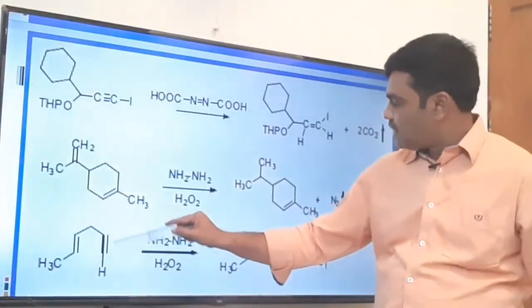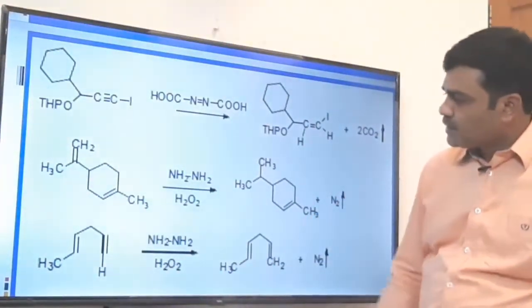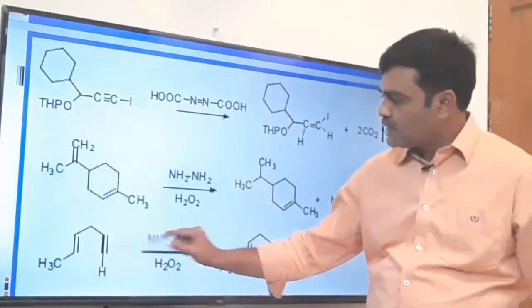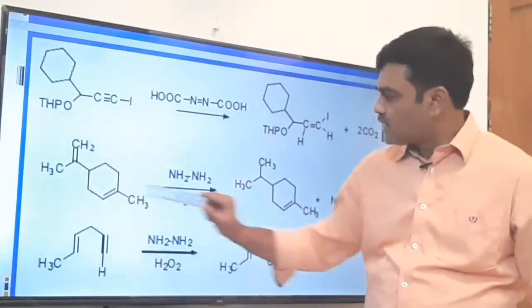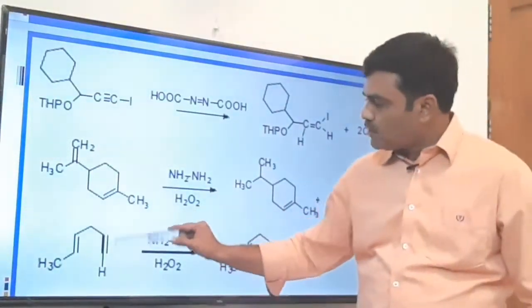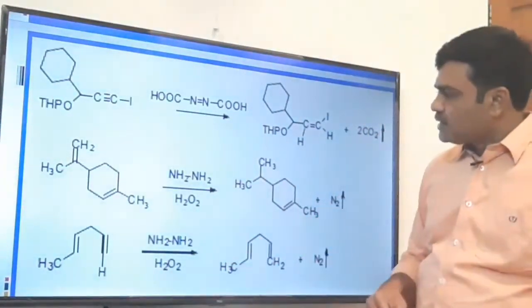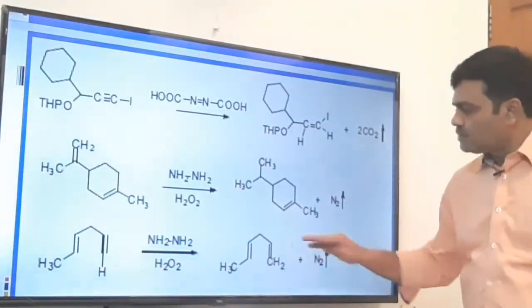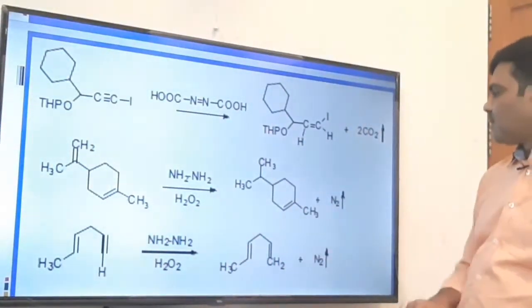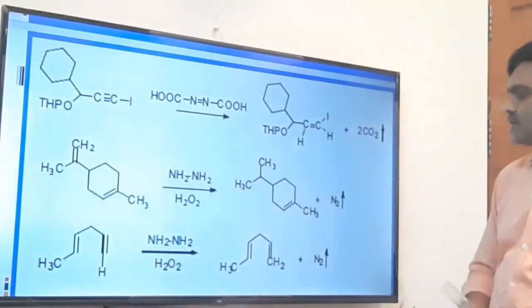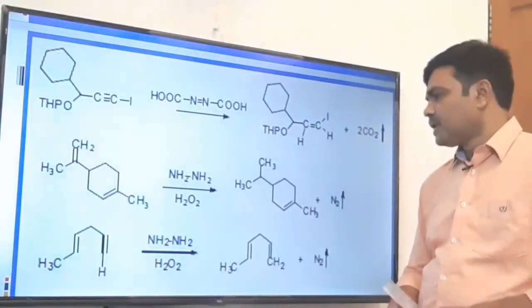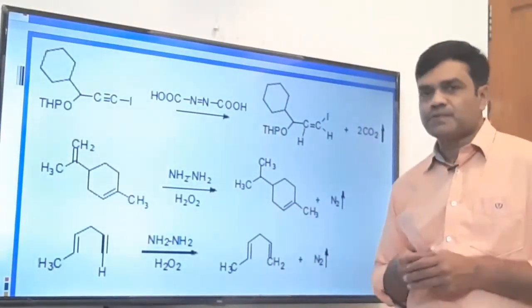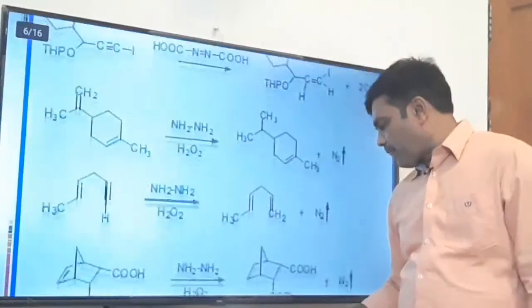However, this carbon-carbon triple bond is mono-substituted, because to this terminal carbon there is no carbon attached, while to this carbon there is one carbon attached. So, this triple bond will reduce to a double bond. Of course, addition of two hydrogen atoms across the triple bond takes place to give a double bond, and we get this isolated diene compound. This carbon-carbon double bond which is more substituted will not be reduced. Okay.